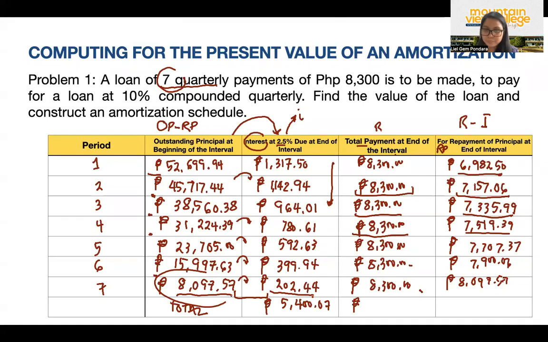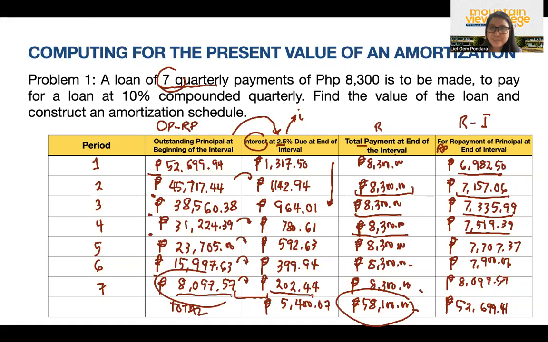Then, how much is the total payment that you made? You add all, you've paid 58,100. And you add all of this for the repayment, that's 52,699.41. So based on your total payment of 58,100, you have paid 52,699.41 for your original loan, and you are paying 5,400.07 for the interest. Any questions? No questions? Let's go to the next example.